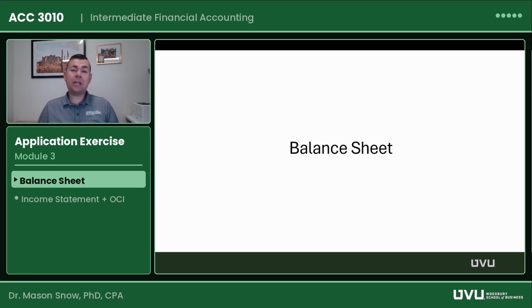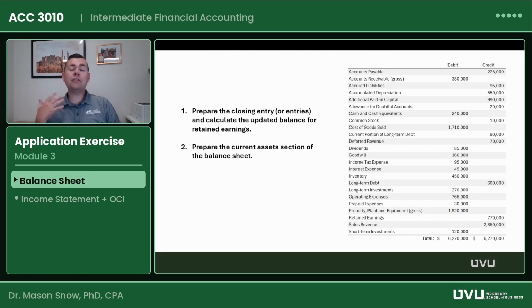For the first application exercise in this module, there's just a couple things I want you to practice as it relates to preparing a balance sheet. First, I'd like you to review the difference between temporary and permanent accounts. If we're going to prepare a balance sheet, it's important to remember which are the accounts that are permanent, whose balances are going to roll forward from one period to the next. At the same time, it's also important to identify the temporary accounts that are going to be closed to retained earnings and update its balance.